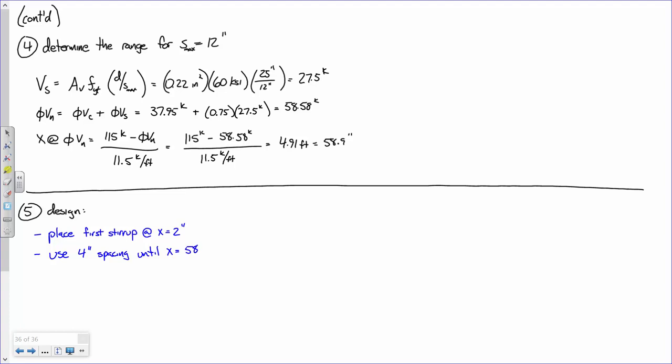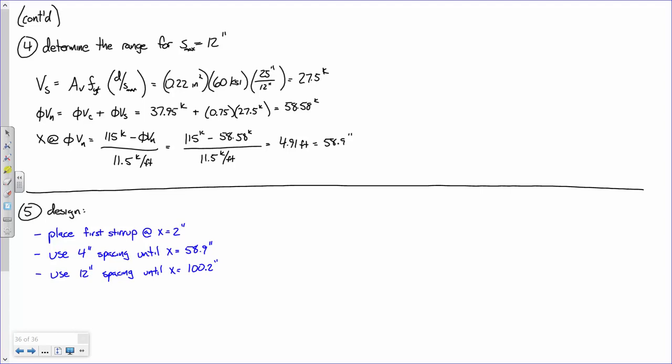The 58.9 inches, because once I cross that 58.9, I can then start using 12-inch spacing until X equals what? 100.2. That's the number I wanted you to keep in the back of your head. All right, now, let's see if we can do some mental math in our heads, okay?